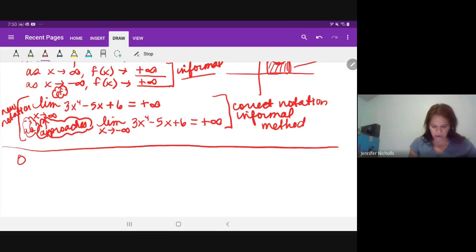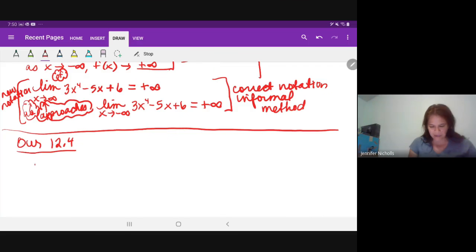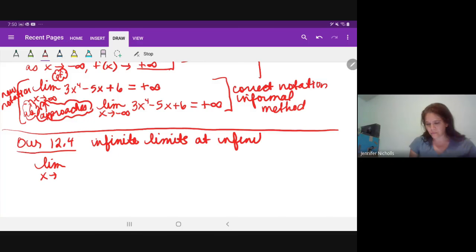So our 12.4. What we have is limit as x approaches infinity or negative infinity, because we're doing limits at infinity. I think they call it limits at infinity instead of infinite limits, because infinite limits implies the answer will be infinity. So basically you're approaching infinity, same thing as the x approaches infinity that we've done before.